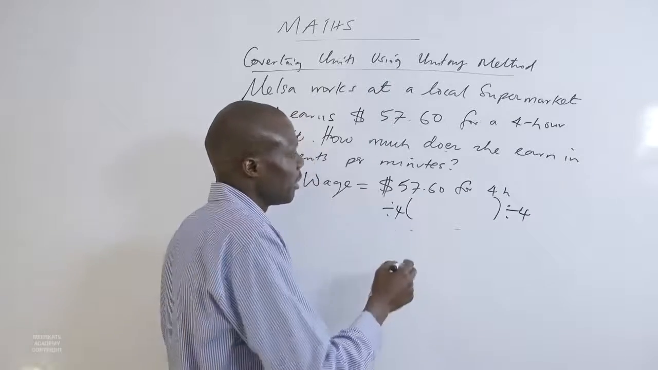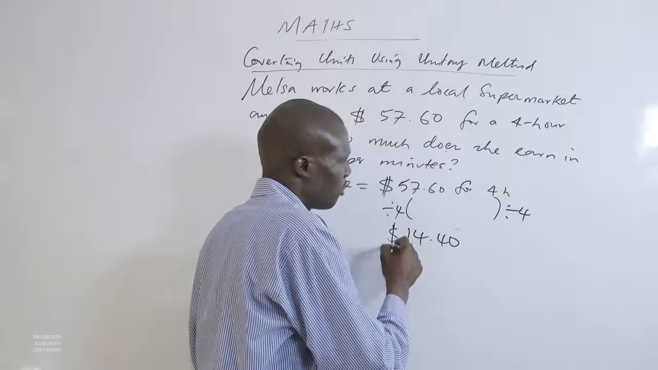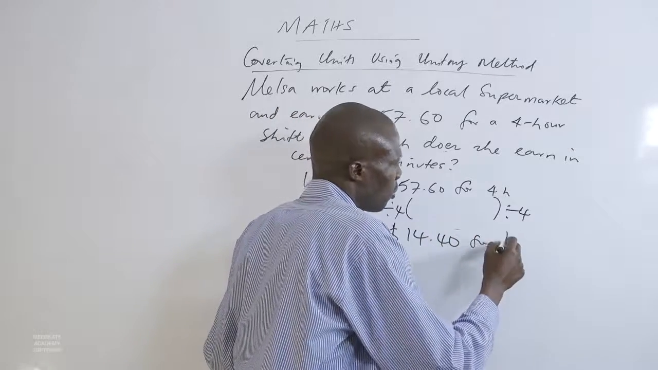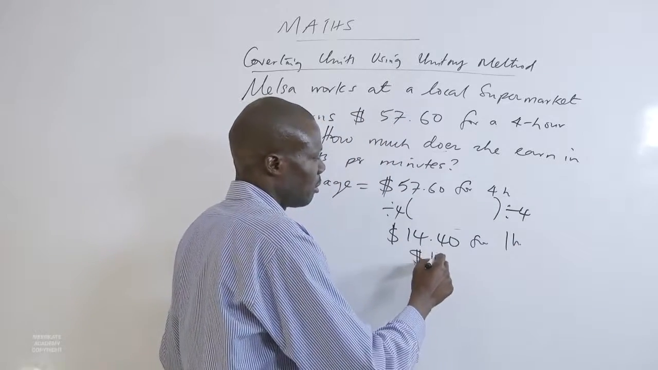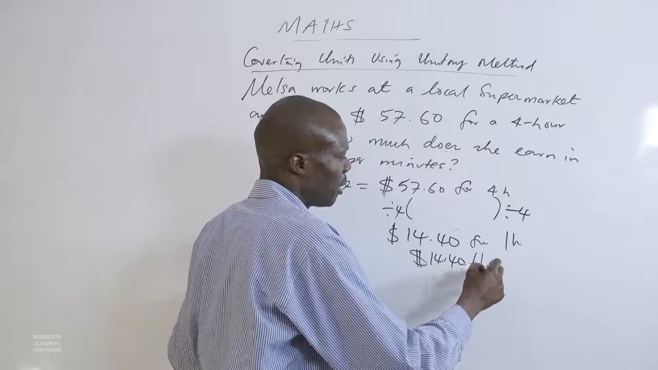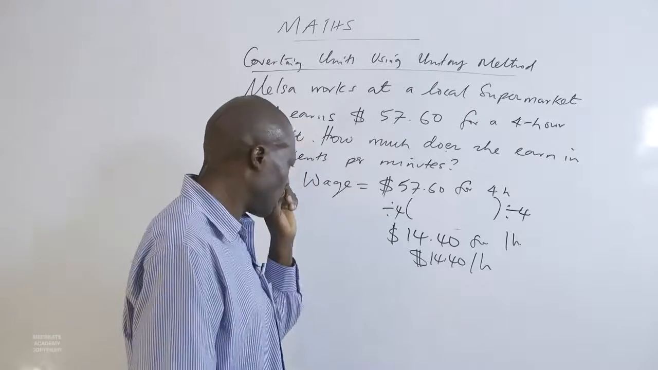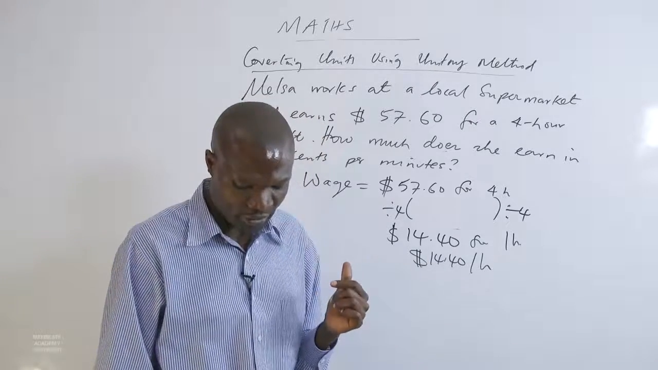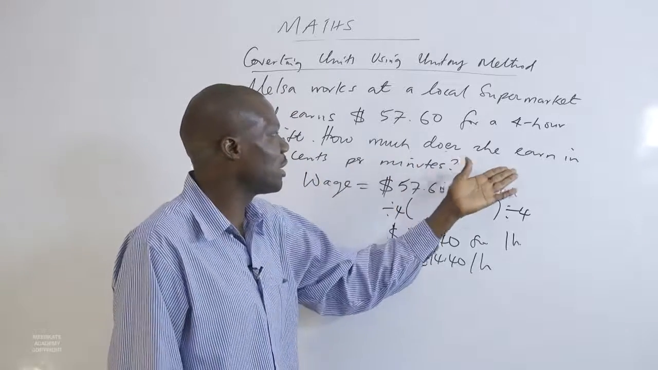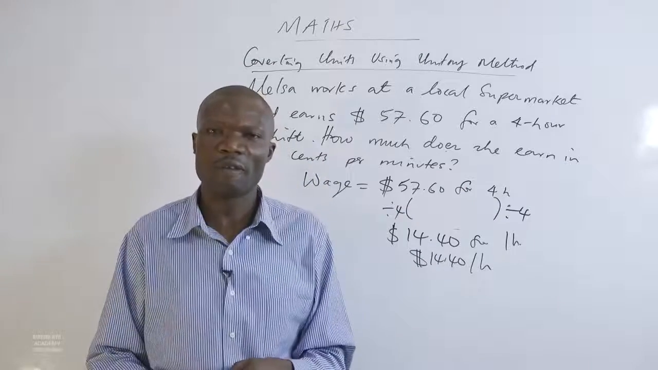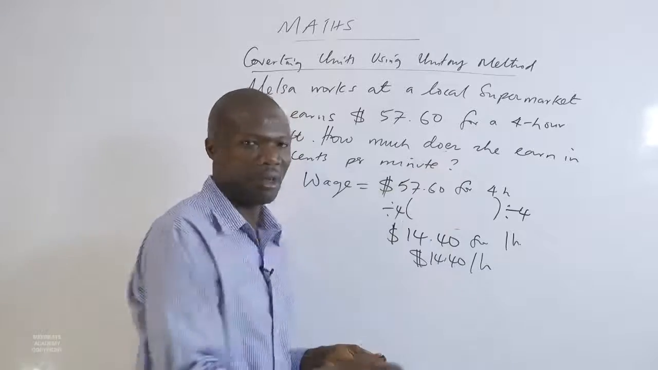And when you do that, you'll find that this one will give us 14.4, we are talking of dollars, for 1 hour. Or we call it 14.40 per hour. So this is what we call the rate per unit. The rate per unit. But the question is asking us, how much does she earn in cents per minute? Cents per minute.